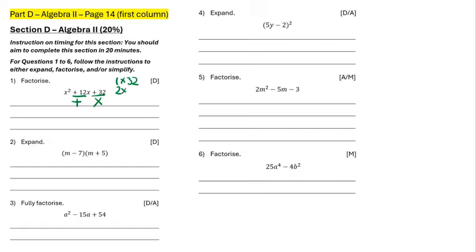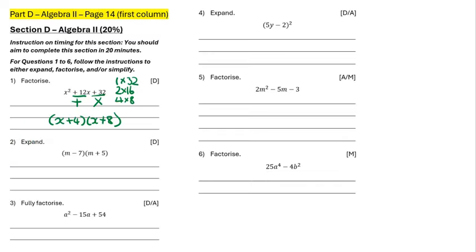Could have been 2 times 16. 3 doesn't work. Could have been 4 times 8. 5 doesn't work, 6 doesn't work, 7 doesn't work. So that's our list of our times tables. Which of them add to 12? It's going to be that 4 and 8 there. So our brackets are going to be x plus 4 and then x plus 8. So we've got our double brackets there. Amazing.